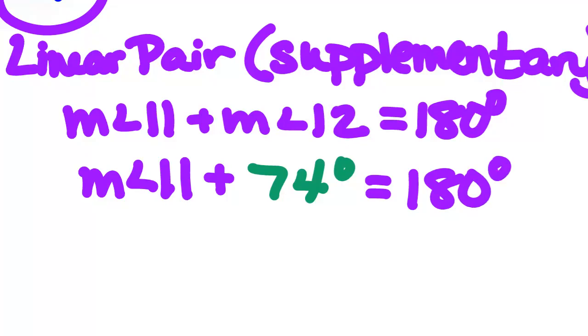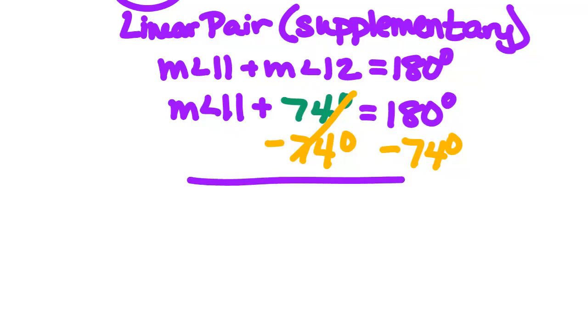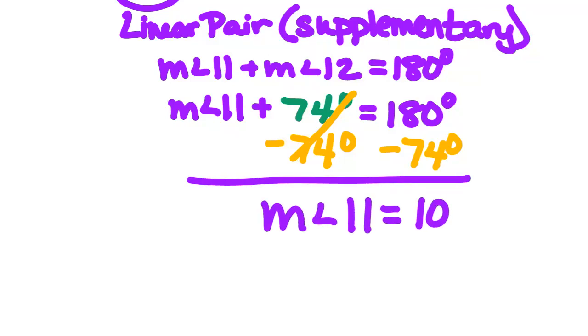So if I subtract 74 degrees from both sides, what is 180 minus 74? 106.